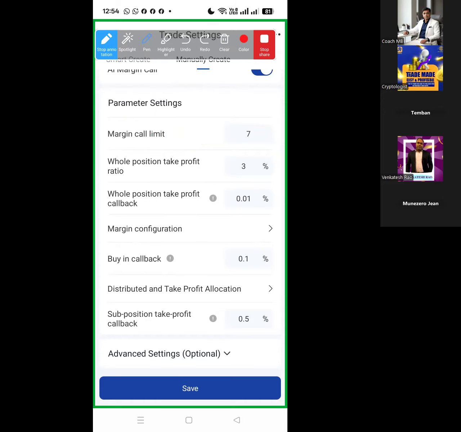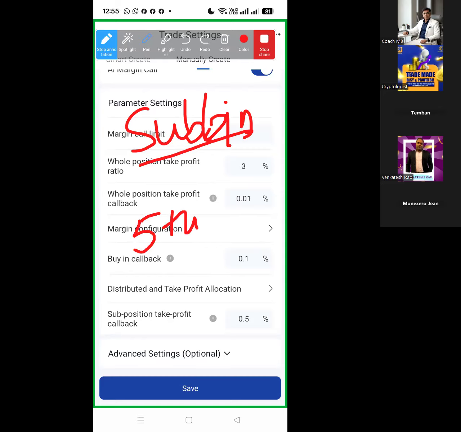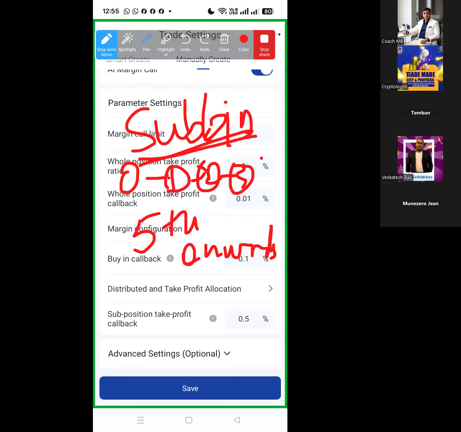And in the other case, if you have opted for the sub-bin mode, the sub-bin mode starts from the fifth call onwards. You cannot start the sub-bin mode in the first call, right? So even if you have put sub-bin mode, it will buy with the zero call, that is the first buy, then the first call, then the second call, then the third, and then the fourth.